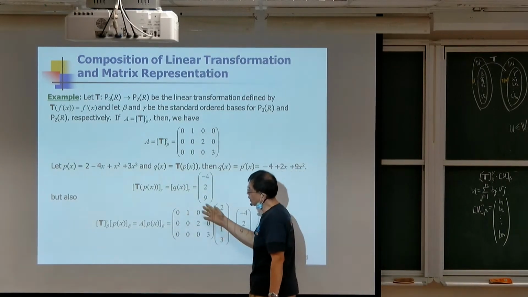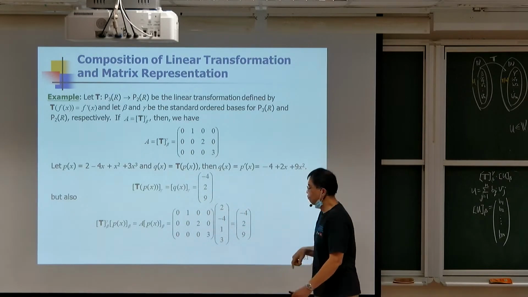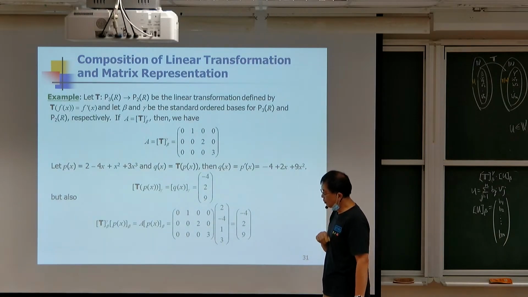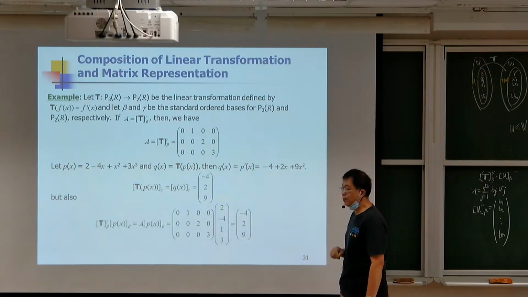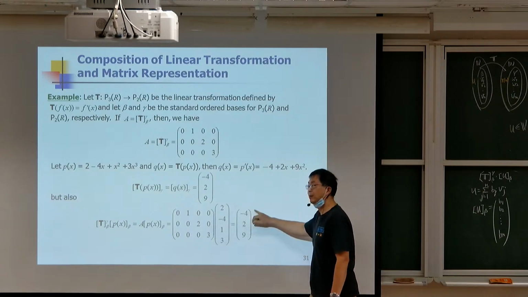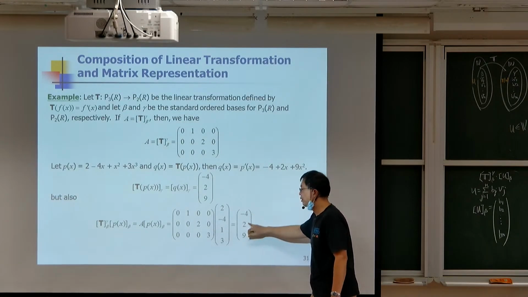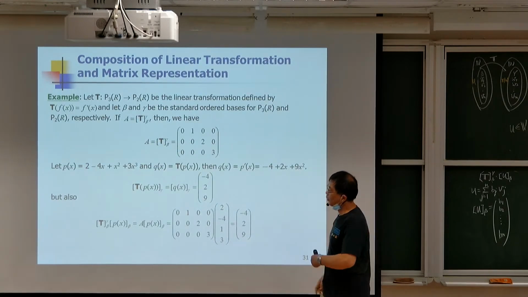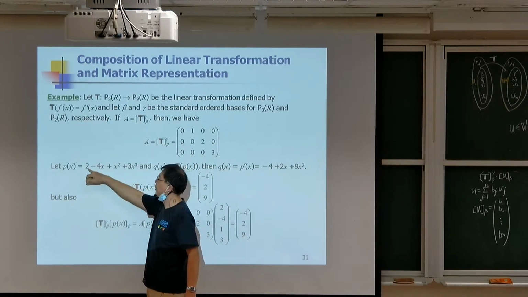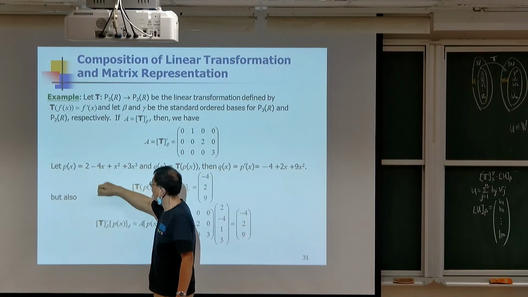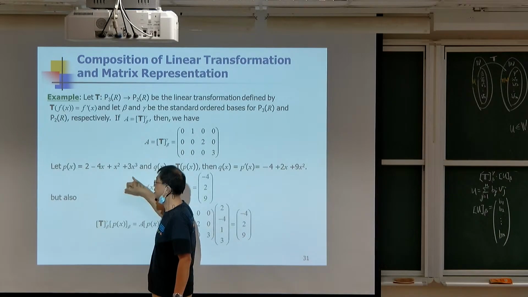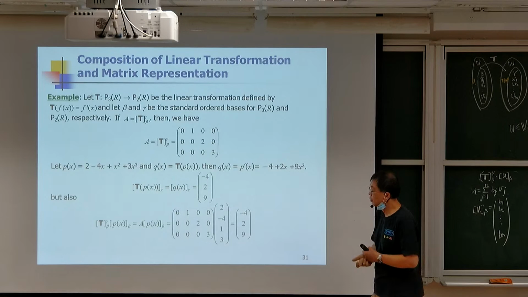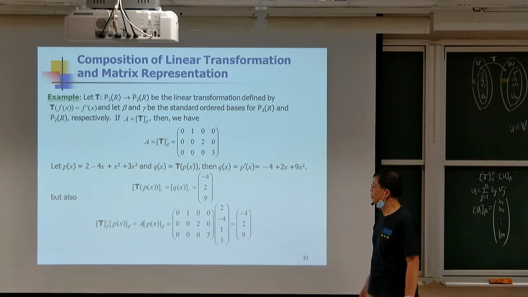So we just do the matrix multiplication, and I get minus 4, 2, 9. Then the resulting polynomial becomes minus 4 times 1 plus 2 times x plus 9 times x squared. If we take the derivative directly, I have minus 4 plus 2x plus 9x squared. So we have the same result.